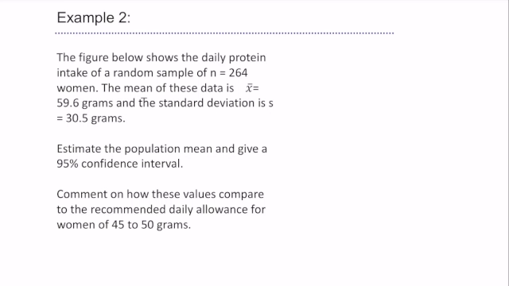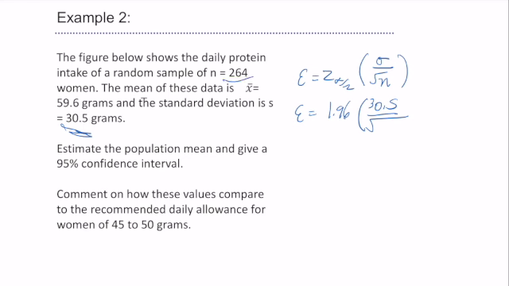And then we'll give this 95% confidence interval, which I find by taking our error as z sub alpha over 2 times our standard deviation, which in this case is s, over the square root of n. So I have 1.96 times 30.5, which is my standard deviation, over the square root of n, which is 264. I plug this into my calculator, and I get 3.68. I'm just going to leave it as 3.68.